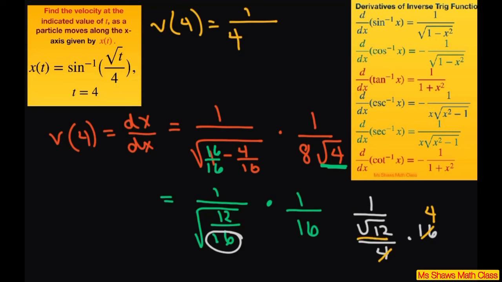Square root of 12 can be written as square root of 4 times 3. So this is going to be square root of 4 is 2. So it's 1 divided by 8 square root of 3.